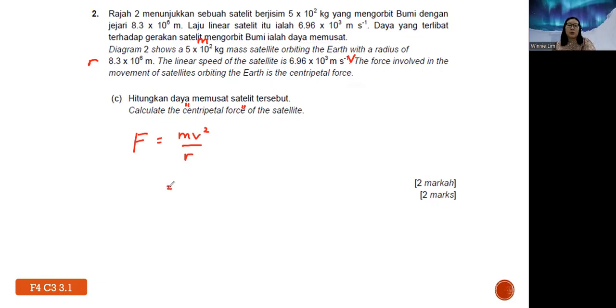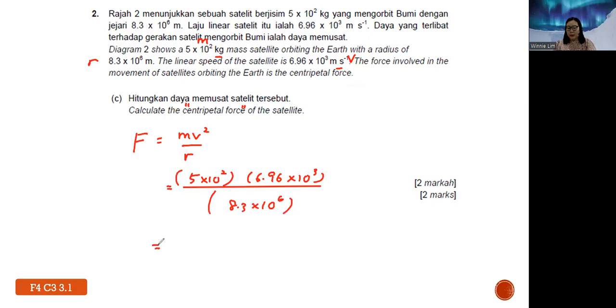Okay, so now before you substitute, you check: are all the given numbers in SI units? Yes, kg is an SI unit, meter per second also. So we put in 5 times 10 power of 2. Then the v is 6.96 times 10 power of 3, squared, divided by r, which is 8.3 times 10 power of 6.